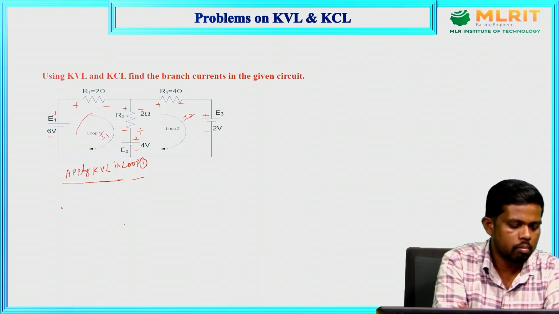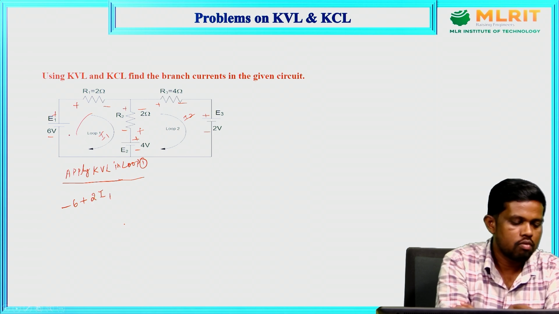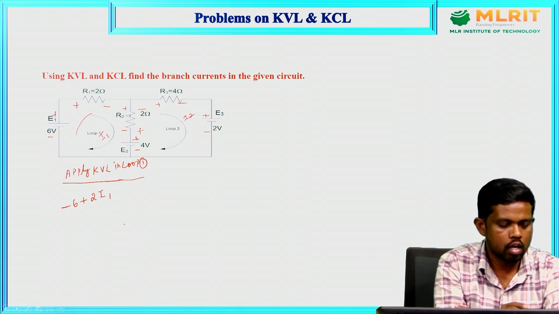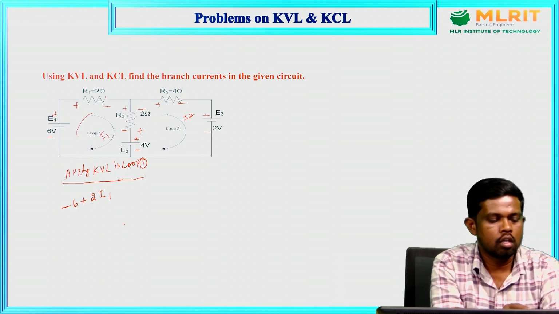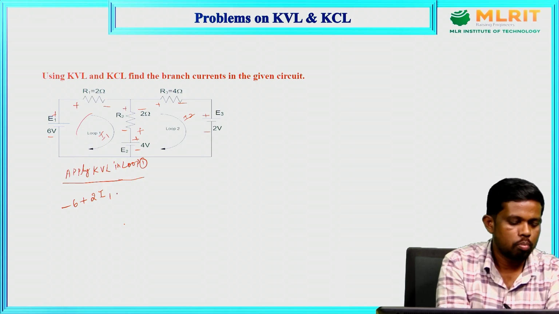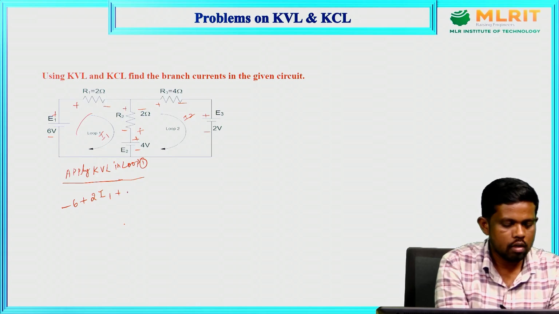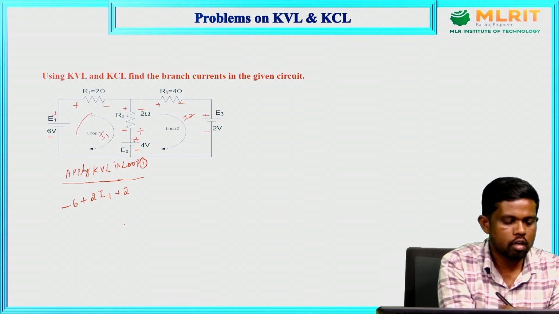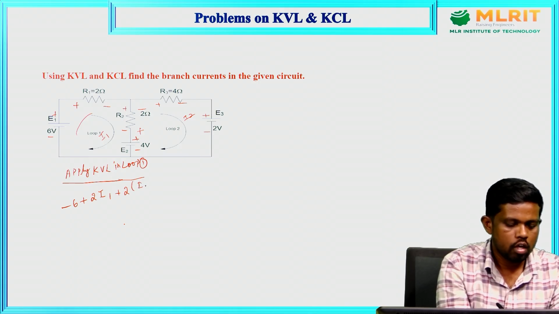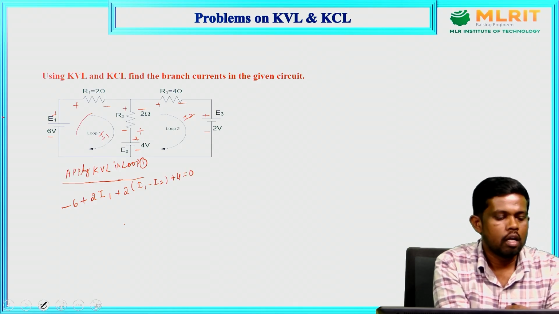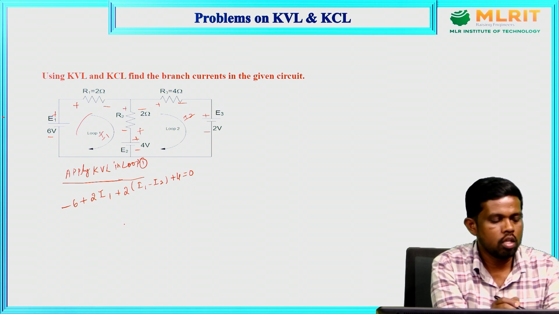We will get minus 6 volts plus 2 times I1, because the current flowing in loop number 1 is I1, so the voltage across this 2 ohm resistor is 2 times I1. Plus the next element, again a 2 ohm resistor. The voltage across this particular element is 2 times (I1 minus I2). Plus 4 equal to 0. That means we started here and ended at the same point, so we have finished a complete loop. That's why we got this expression.